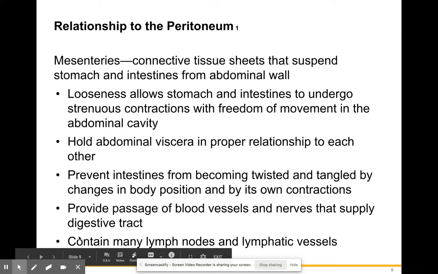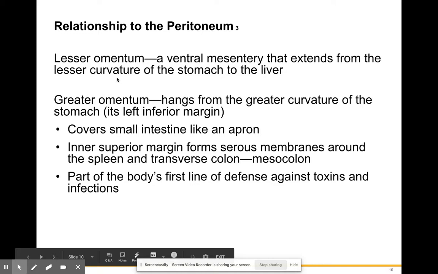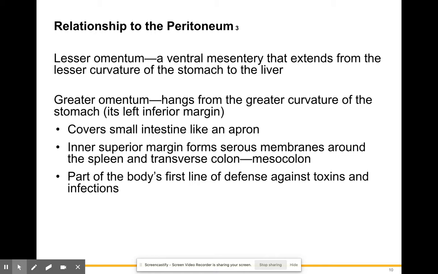The lesser omentum is a ventral mesentery that extends from the lesser curvature of the stomach, which I'll show you, to the liver. So it connects the liver and the stomach together, again keeping them in the places that they need to be. We don't want our stomach to fall or drop too far down into the abdomen, and the lesser omentum is going to help prevent that from happening.